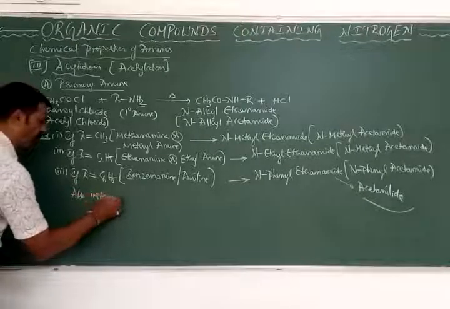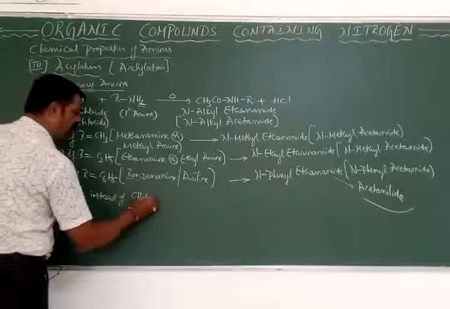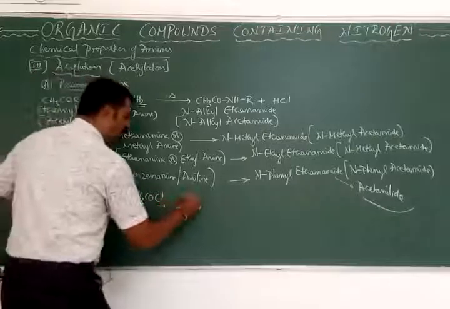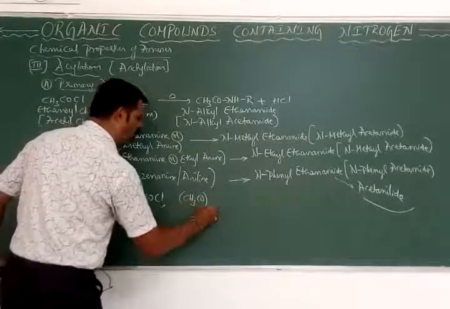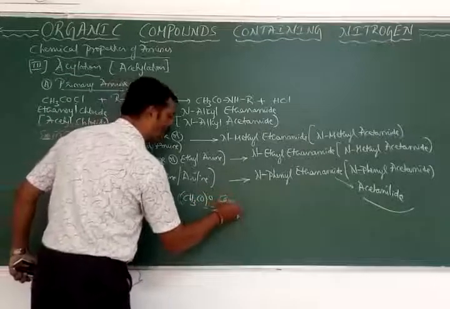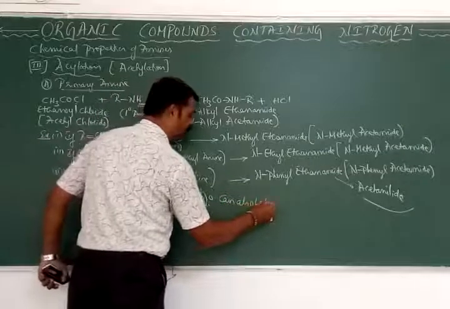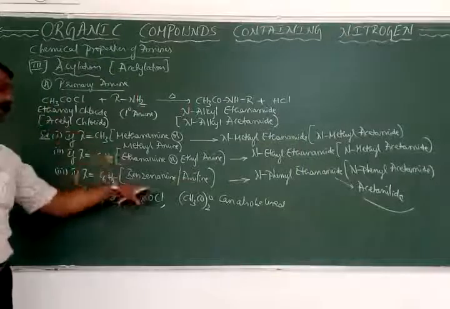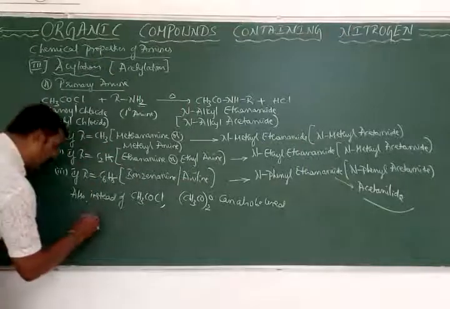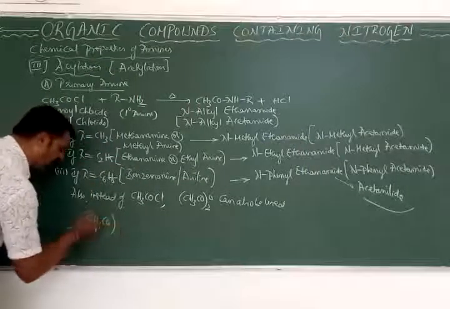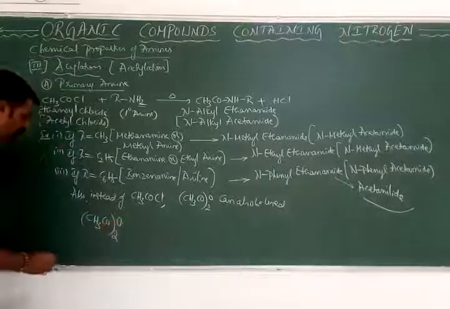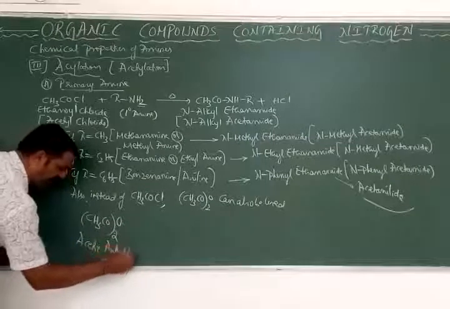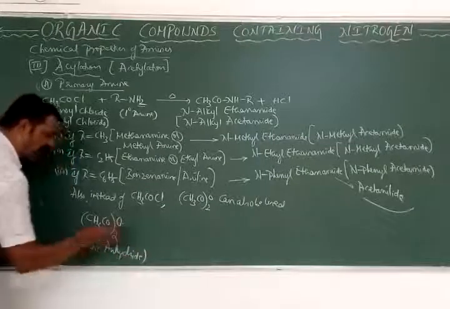Also, instead of CH3COCl, (CH3CO)2O can also be used. Instead of ethanoyl chloride, called acetyl chloride, I can use this also. That is (CH3CO)2O, the anhydride of acetic acid, called acetic anhydride.